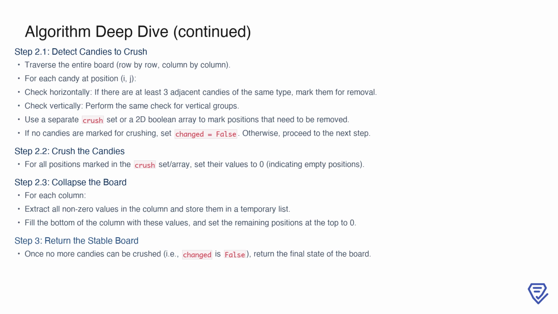Here, all positions in the board that were marked in the crush set or array are cleared, meaning their values are set to 0. After crushing, we collapse the board column by column. For each column, we extract all the non-zero values and store them in a temporary list. These values are then placed at the bottom of the column, and any remaining positions at the top are filled with zeros. This ensures that the board reflects the updated state after the candies have fallen into place.